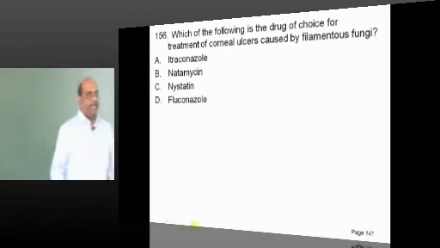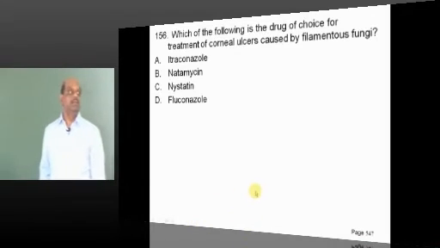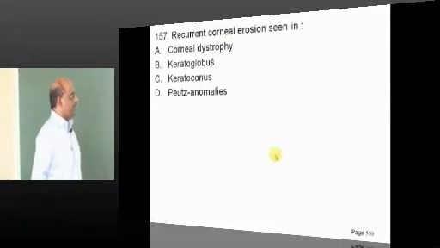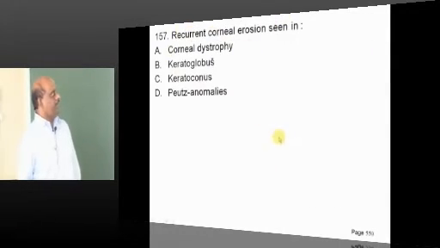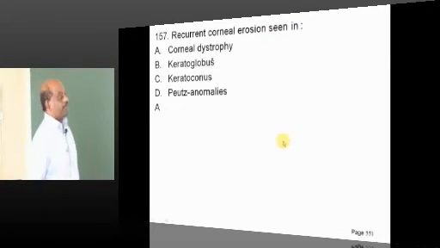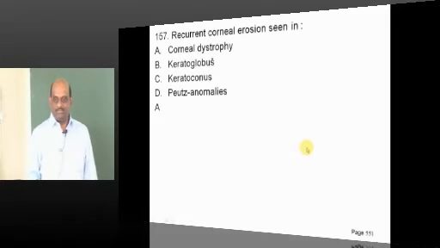Filamentous fungi, how do you treat? Natamycin. Natamycin is what you need to use. Recurrent erosions are a feature of corneal dystrophy. Another very, very dirty topic, where cornea guttata, Fuchs endothelial dystrophy.